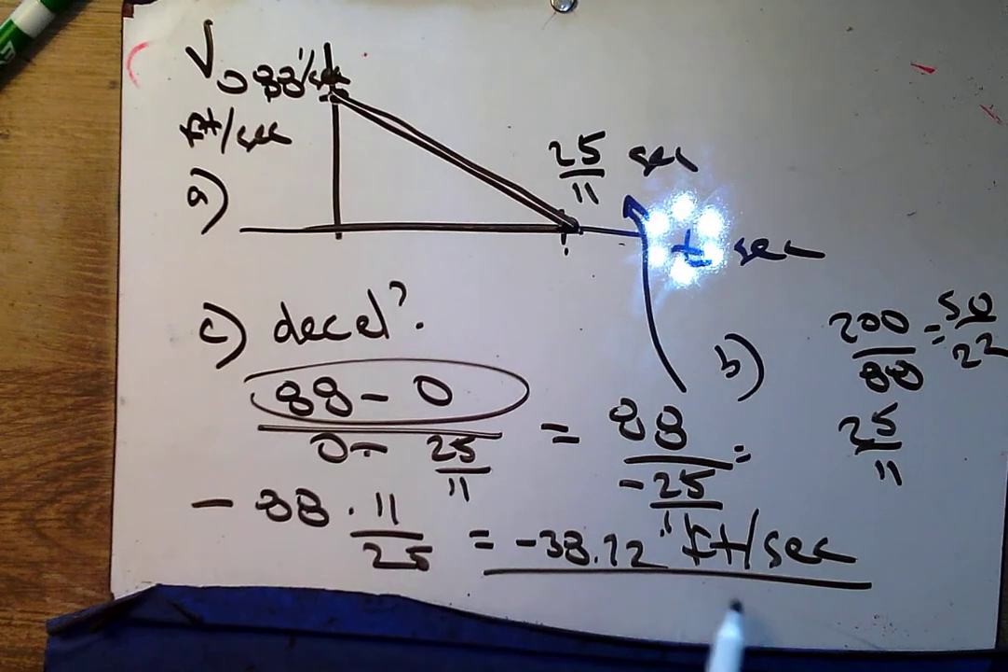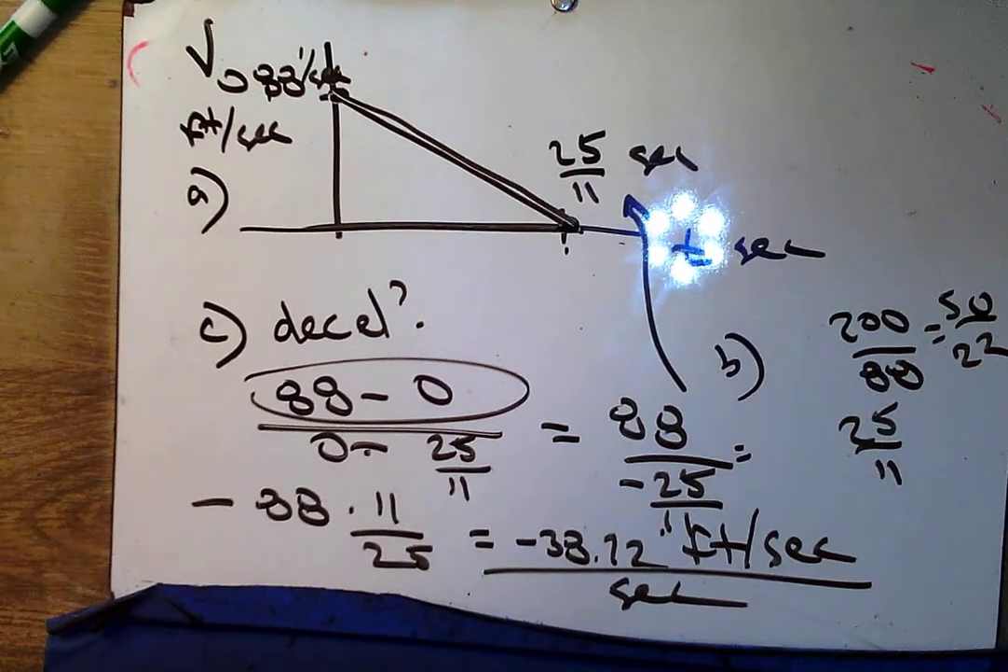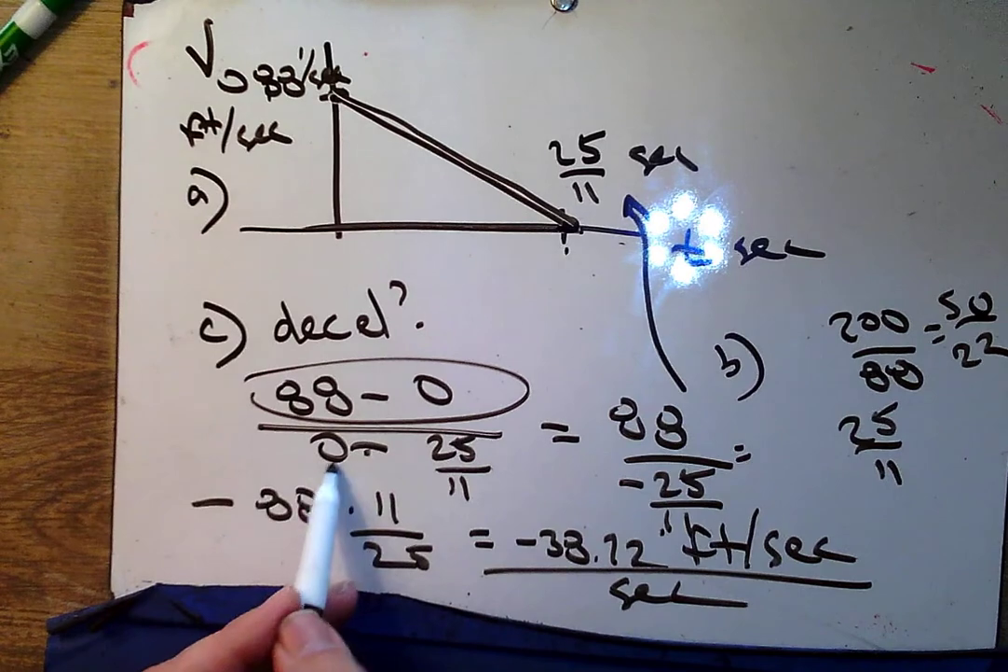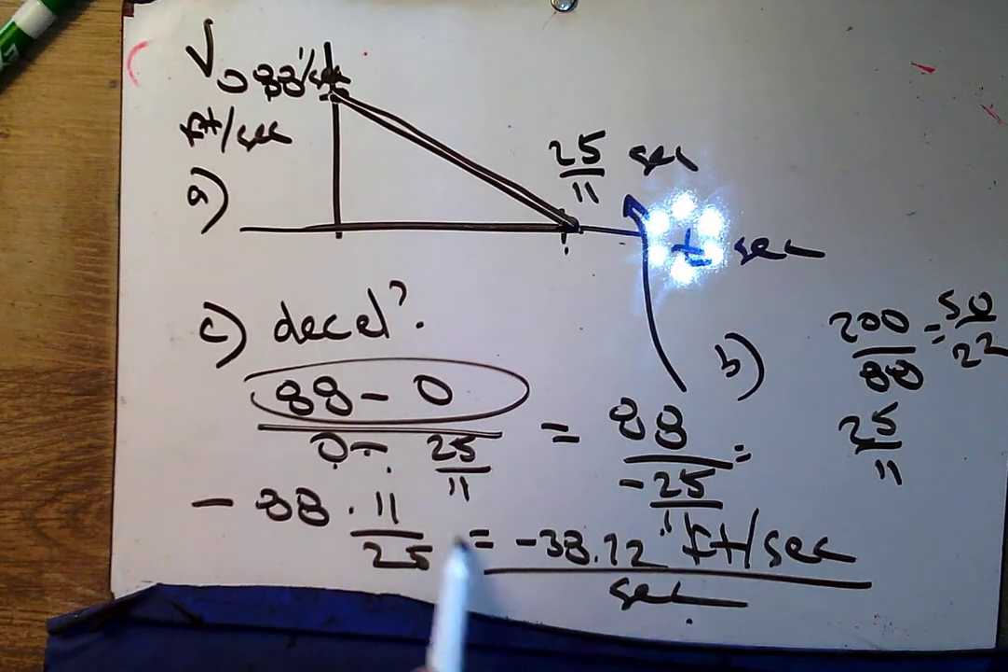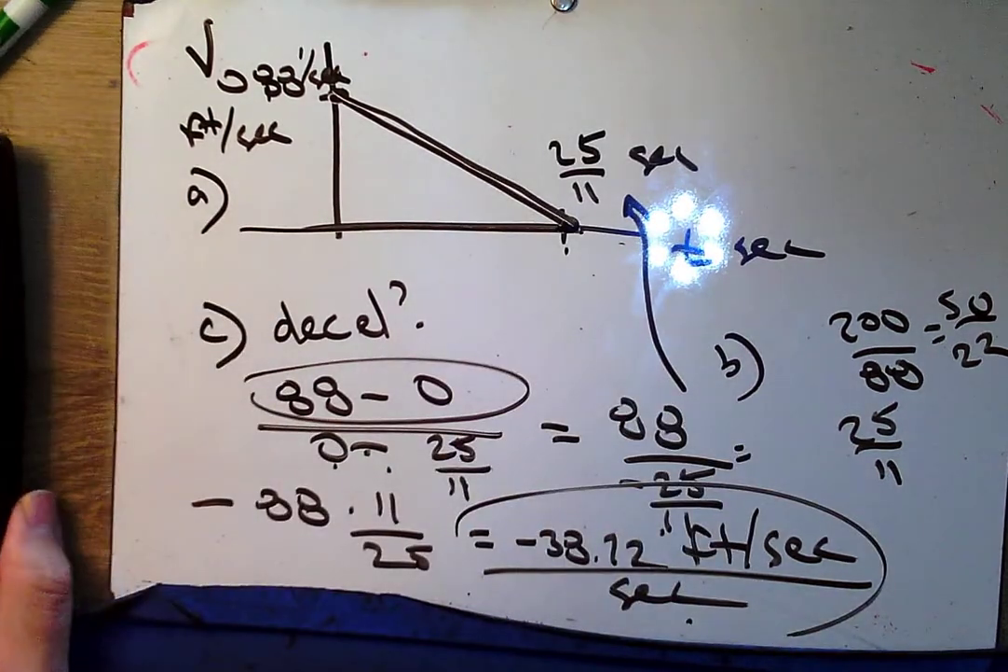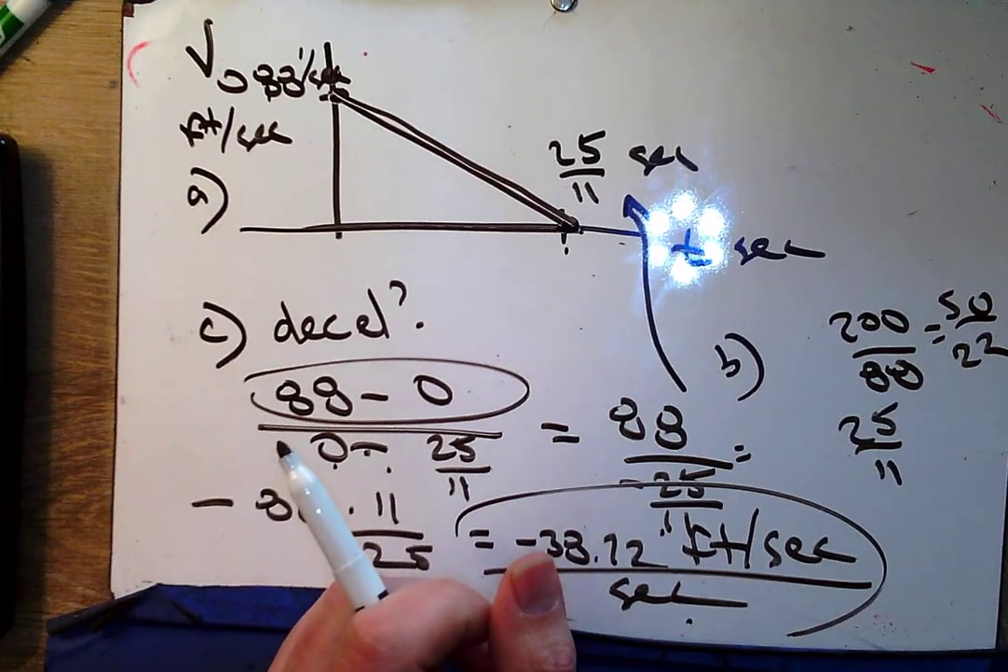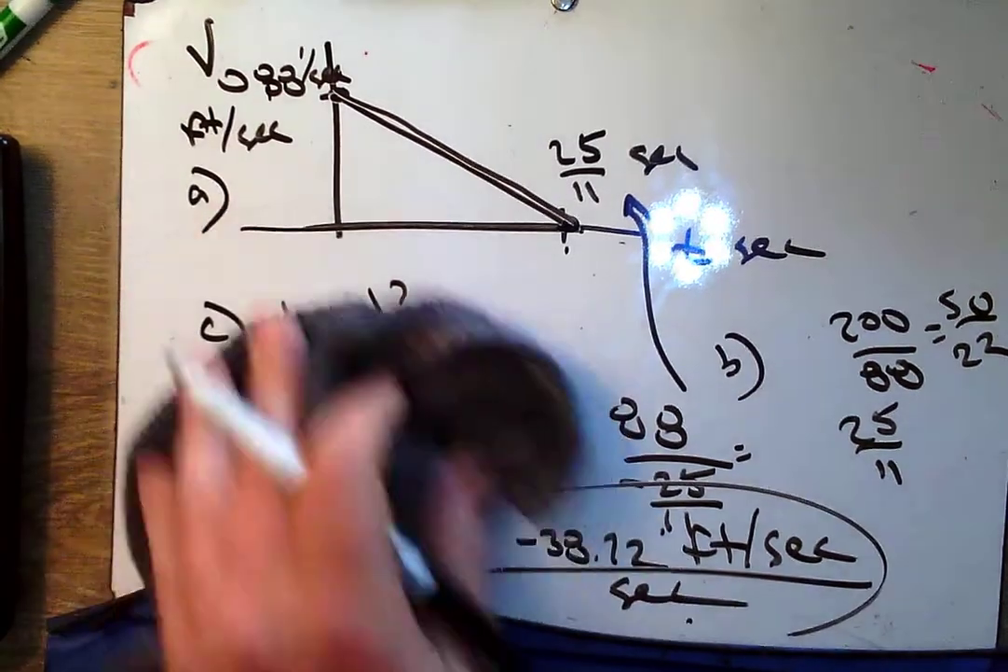This is feet per second. And these are seconds on the bottom. So those are my units. Okay, that's station 11. That didn't take very long. How about station 12?